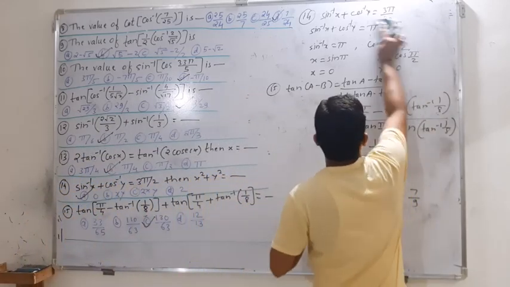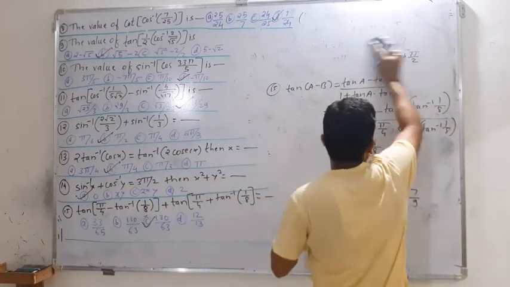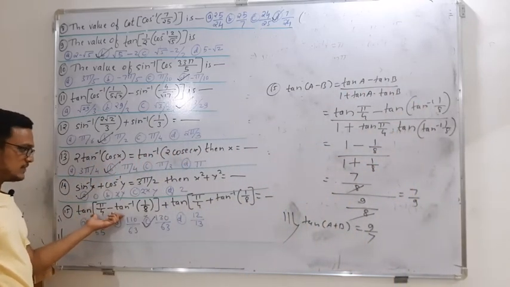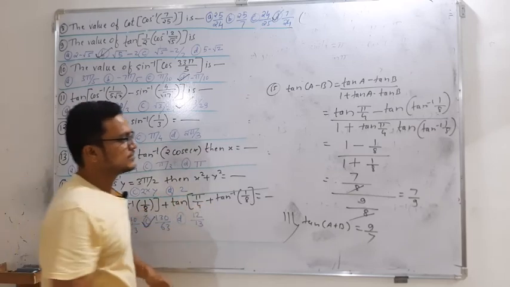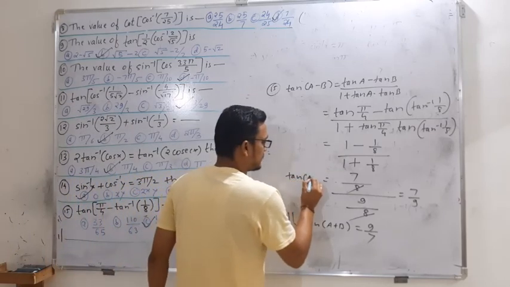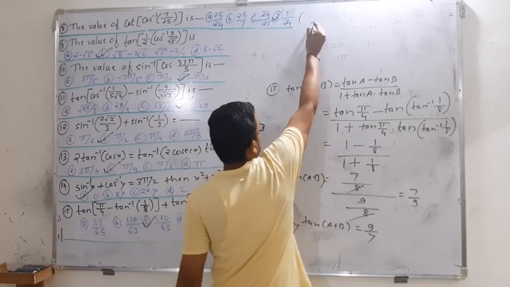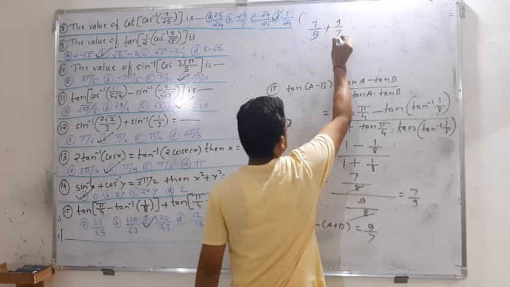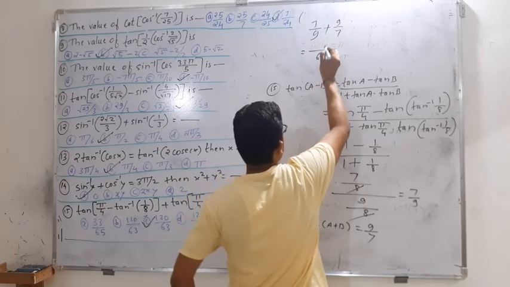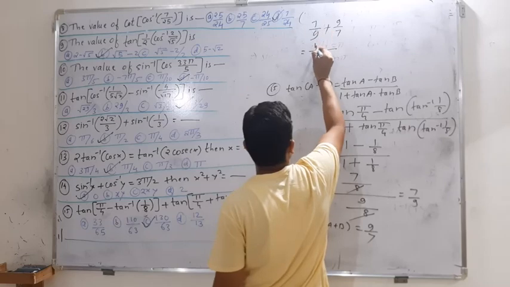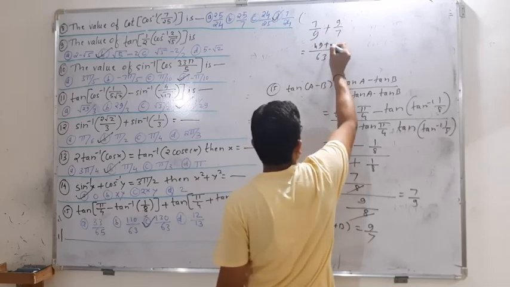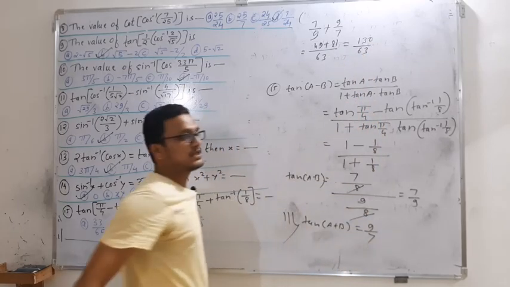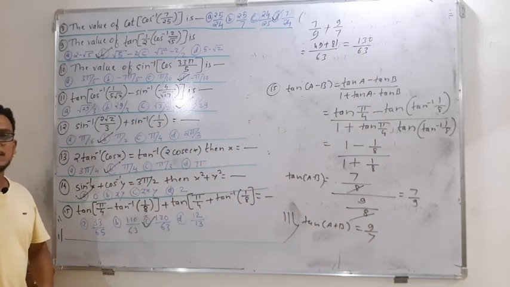Now these values we have to add, right? Because the formula is tan of A minus B plus tan of A plus B. So tan of A minus B is 7 by 9 plus tan of A plus B is 9 by 7. The LCM is 63. So it will multiply by 7, so it is 49, and by 9, so it is 81. So the answer is 130 upon 63. So option C will be correct.